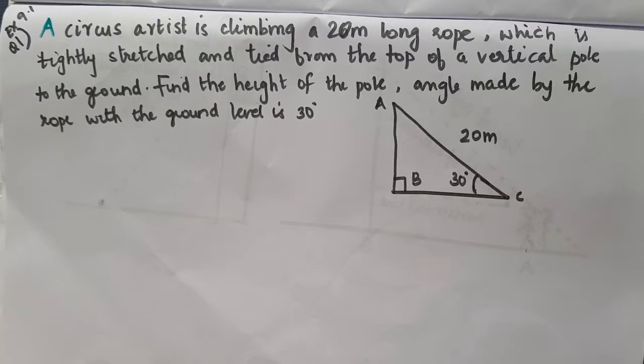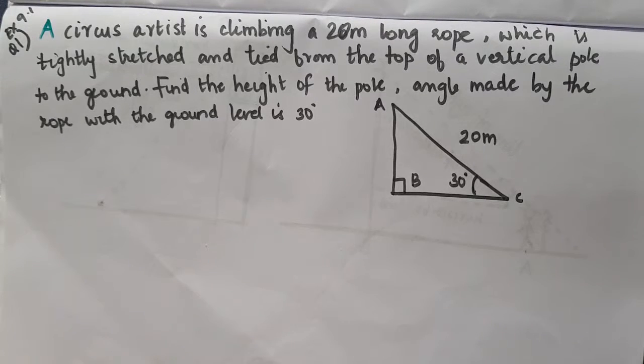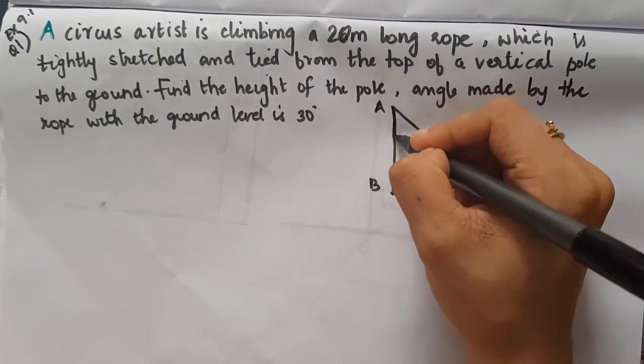Moving on to the exercise questions. Exercise 9.1, question number 1. It is said that a circus artist is climbing a 20-meter long rope which is tightly stretched and tied from the top of a vertical pole to the ground. Find the height of the pole if the angle made by the rope with the ground level is 30 degrees. The diagram is already given.